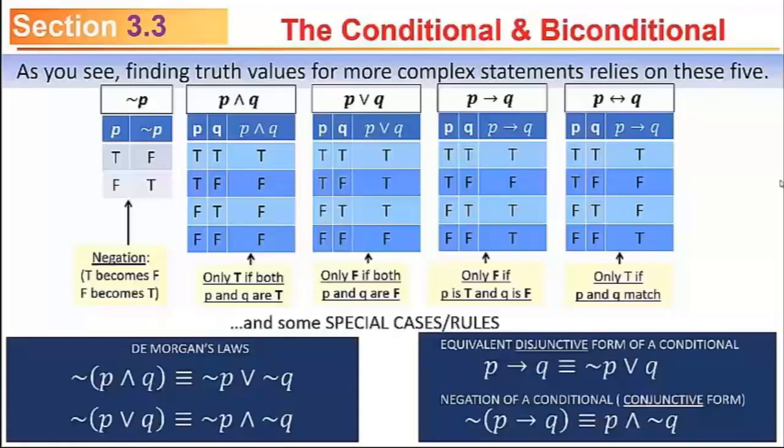And then we've added these special cases. From Section 2, we had De Morgan's laws, and from our immediate discussion, we added two more from Section 3.3, and those are the equivalent disjunctive form of a conditional and the negation of a conditional, which puts it into conjunctive form. In other words, disjunctive form is the one with the or, and conjunctive form is the one with the and. So this page summarizes pretty much the basic tools for Sections 1, 2, and 3.